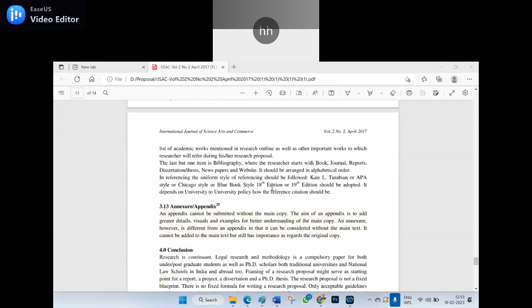How a book can be written in the APA style, how an article can be written, and how a report can be written in the APA style is very clearly mentioned in the university guidelines. The same style should be followed. Of course, if it is a research finding and research questions are mentioned in your guidelines, yes, you can follow it.